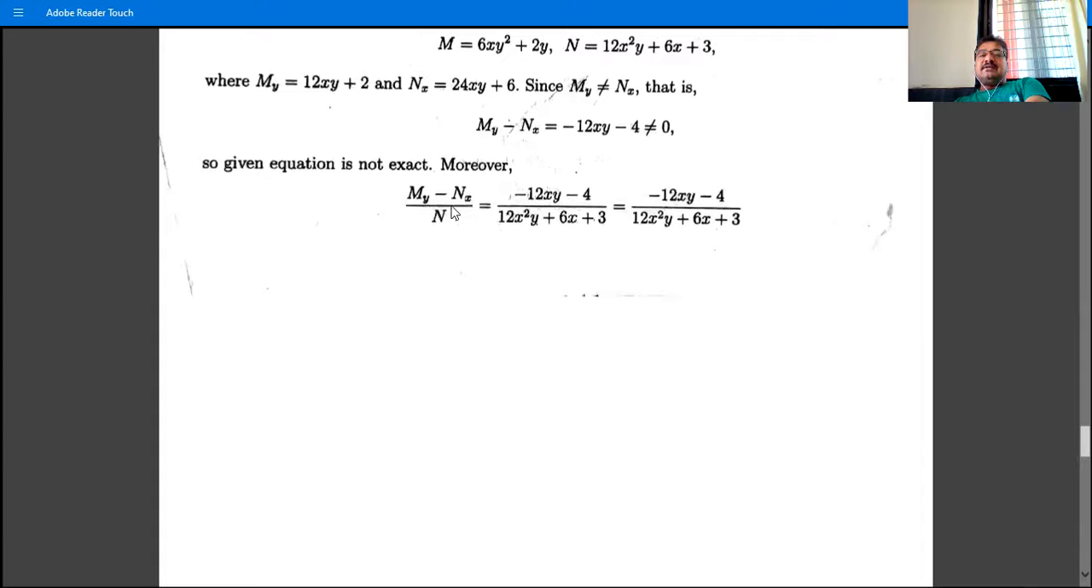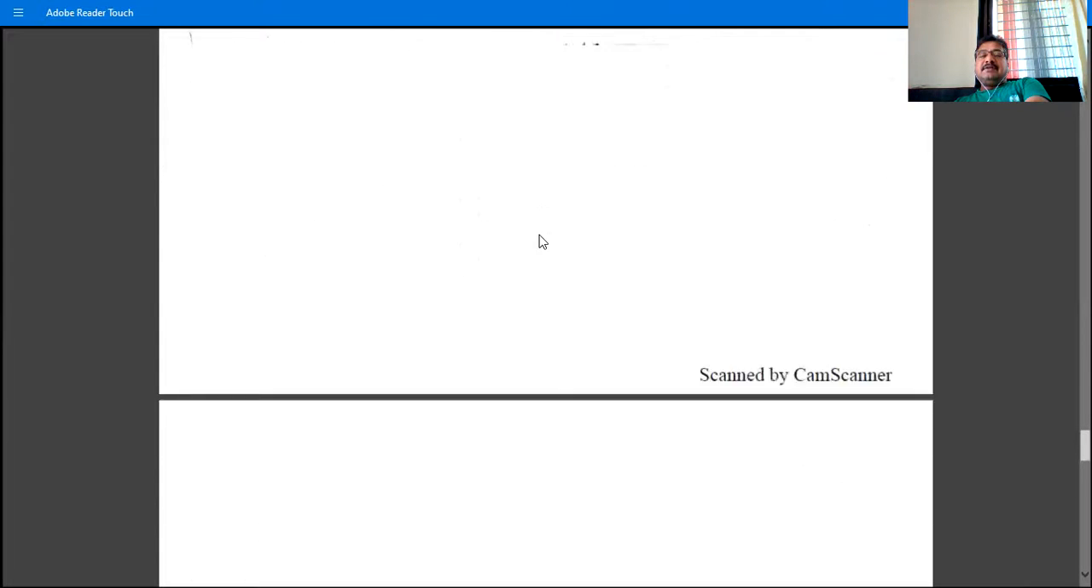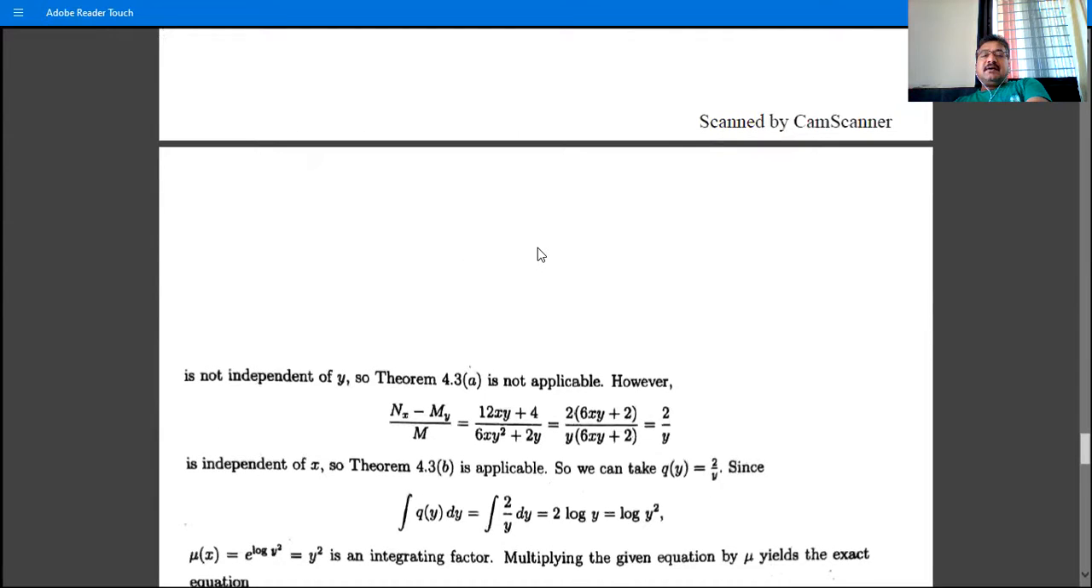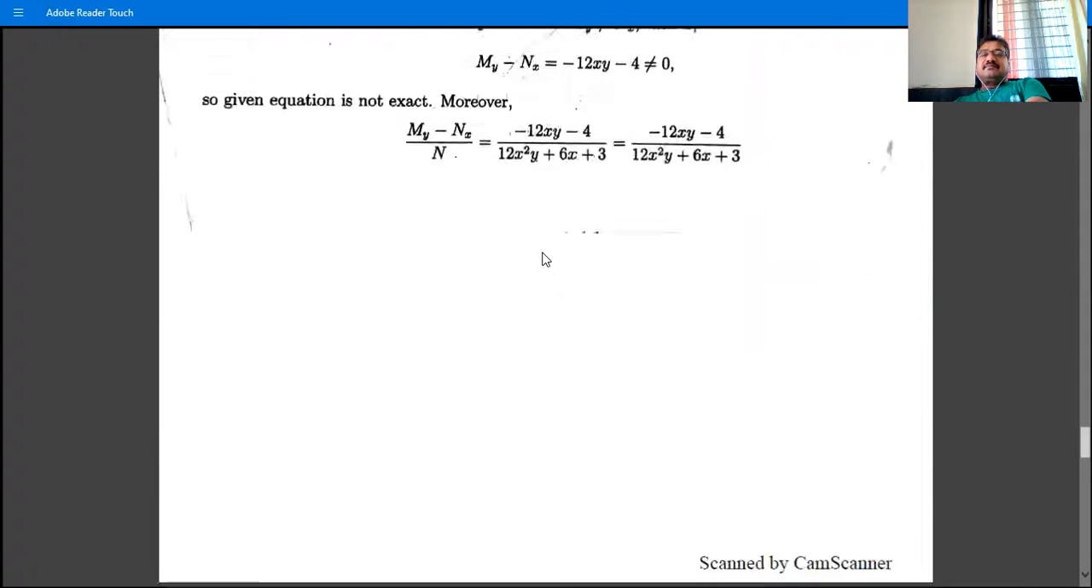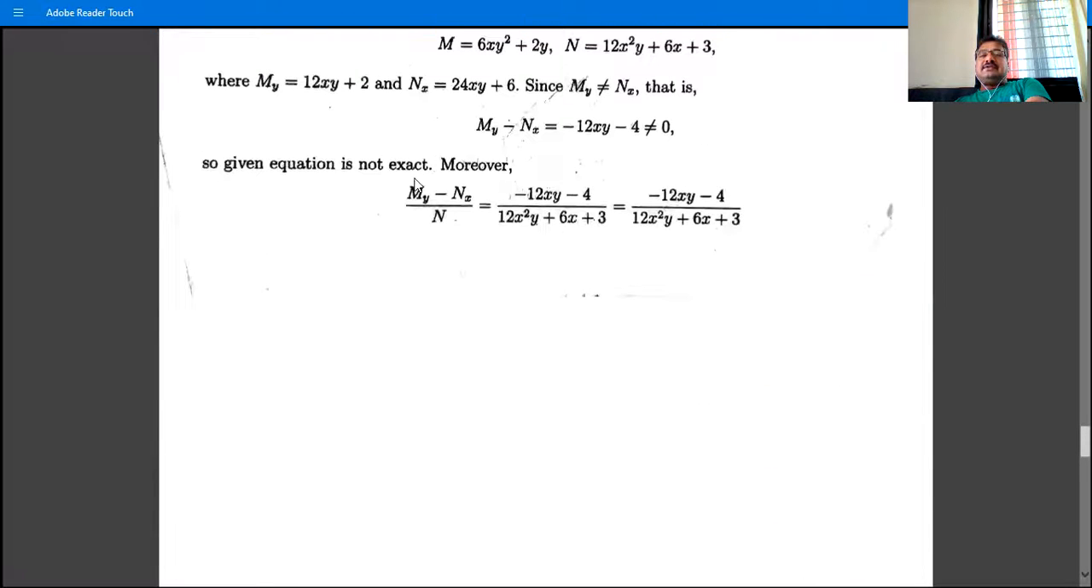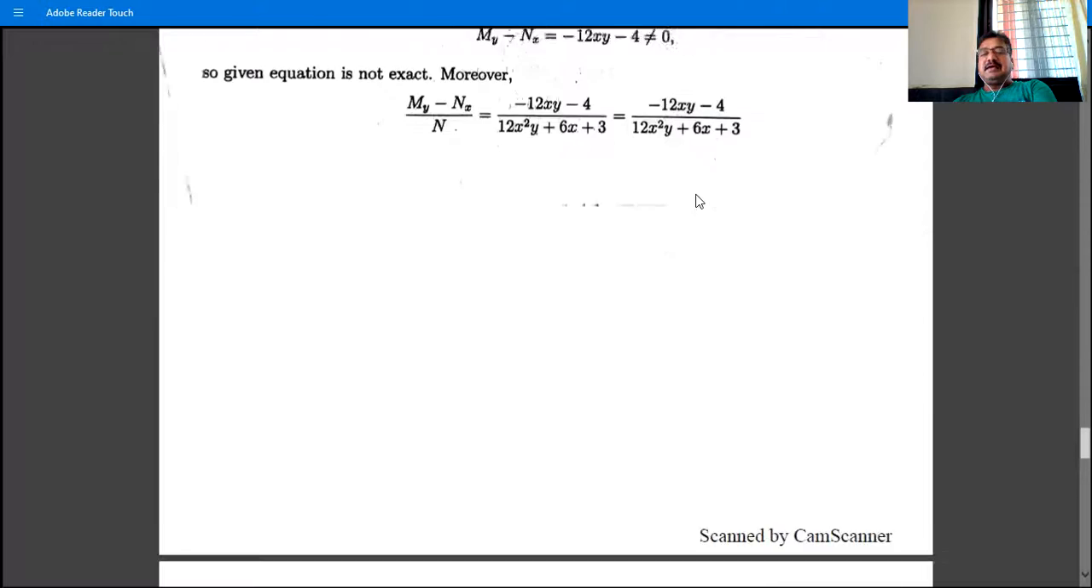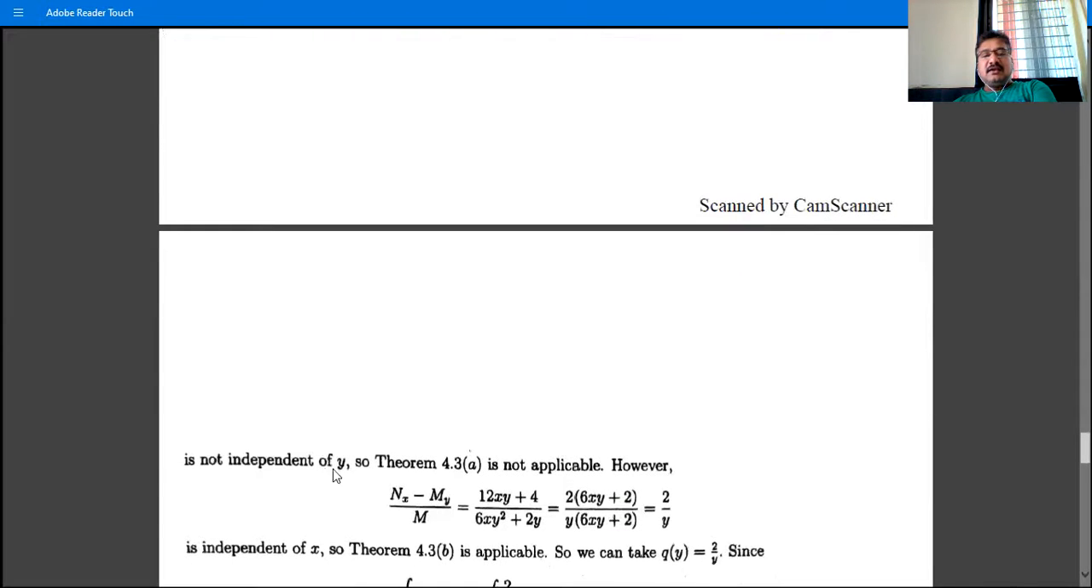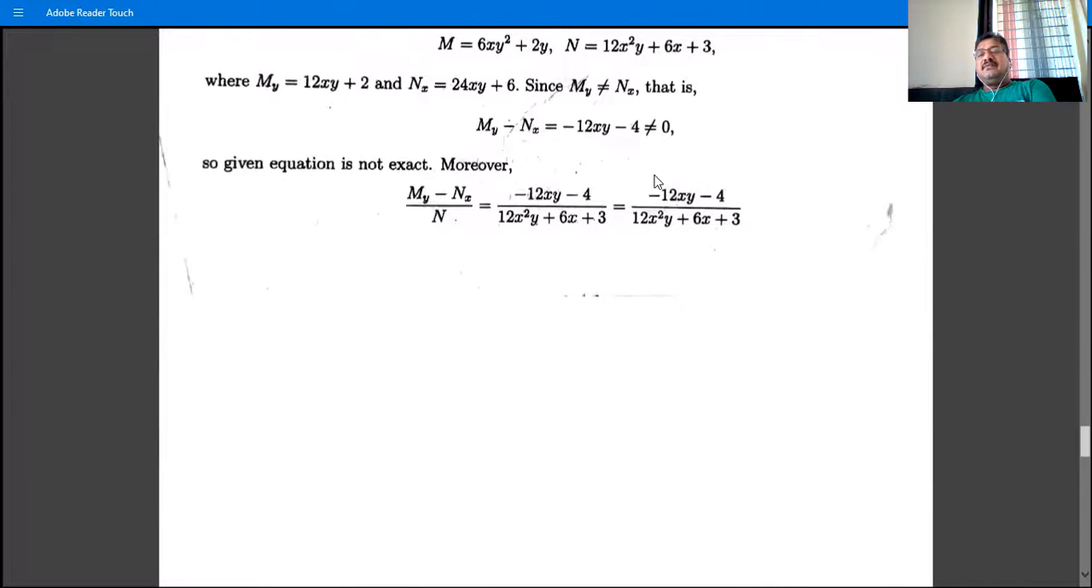And then My minus Nx divided by N. If it is a function of x alone, then we say e raised to integration f(x) dx, suppose this value is equal to f(x), that is the function of x alone, then e raised to integration f(x) dx is the integrating factor. But My minus Nx divided by N is this, and this is not a function of x alone, which is not independent of y. It is a mixed type function. It is a function of x as well as y.